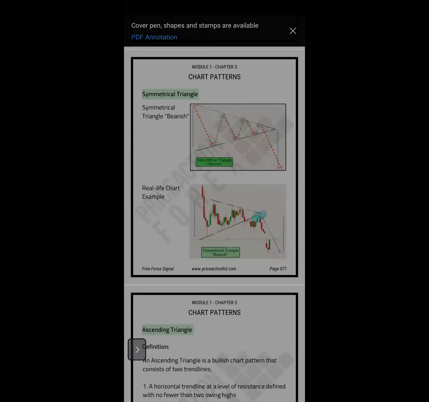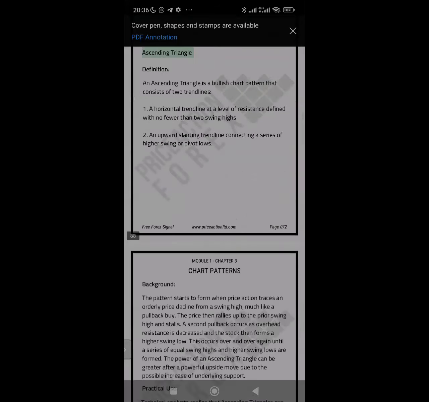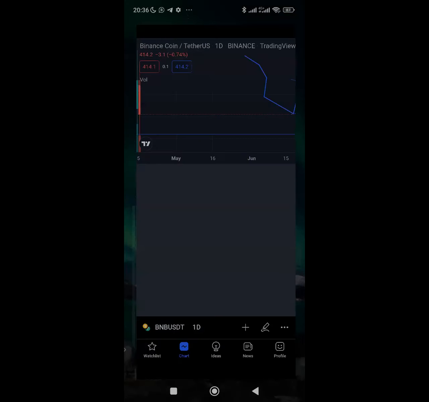So this is one of the two most fun patterns in our chart. Bullish symmetrical triangle and bearish symmetrical triangle. Now let's see if we can find a bearish symmetrical triangle on our chart. That should be quite easy because the market has been in a bearish movement. So let's head over to our chart and try to identify a bearish symmetrical triangle.